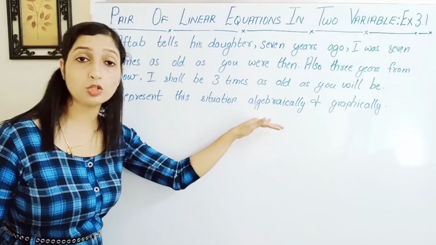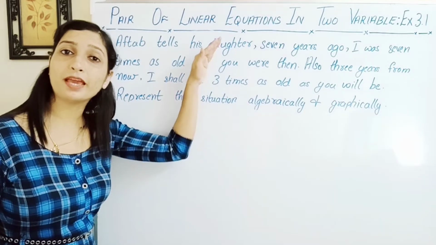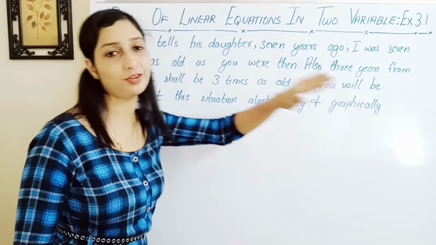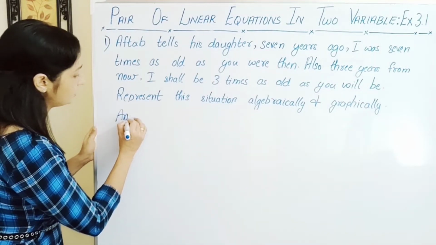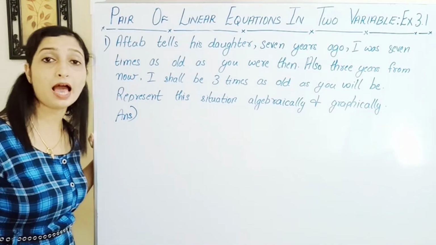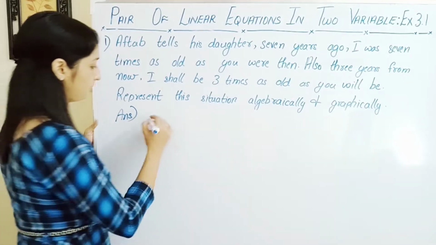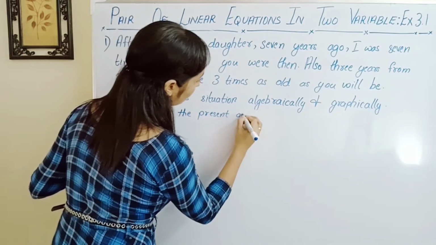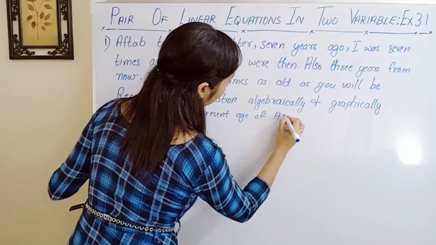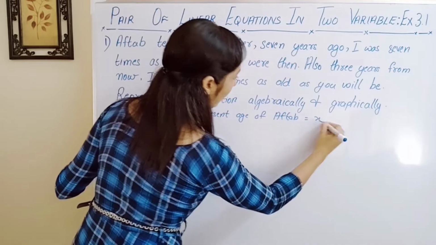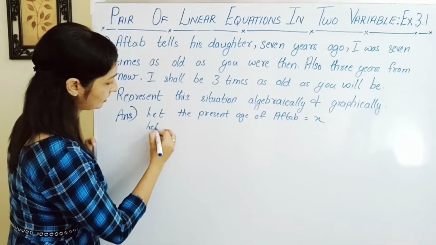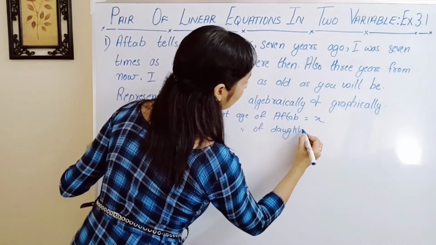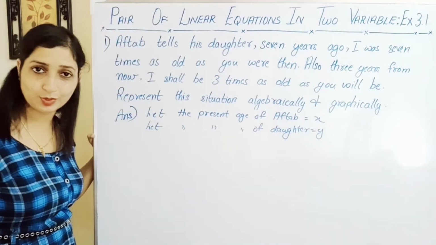Now, how do you represent this algebraically? You just need to derive the pair of linear equations in two variables, and also you have to represent those equations graphically. So, how do you start? Let's represent the age of Aftab and the age of daughter in two variables. So, let the present age of Aftab be x and let the present age of daughter be y. So these are the two variables which we have taken.